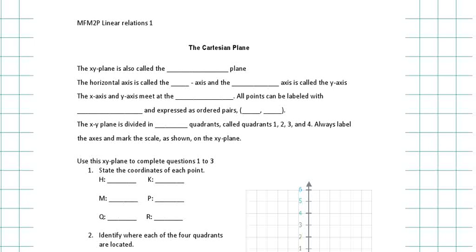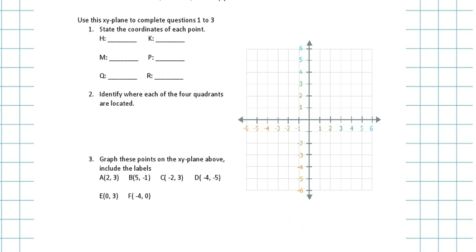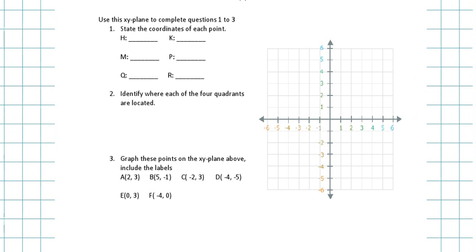So let's first start with defining the xy plane. You guys have always seen a plane that looks like this. You've seen this before, right? This is called the x and y plane. There's another name for it. It's called the Cartesian plane.